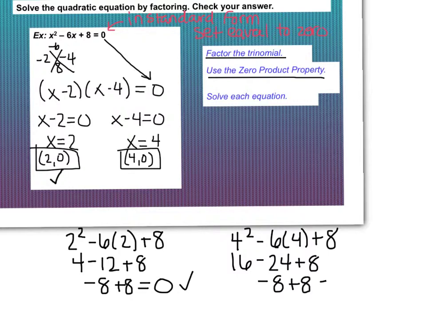and that also equals 0. So that checks off as well. So there you notice that we have our two solutions and we solve the quadratic equation.